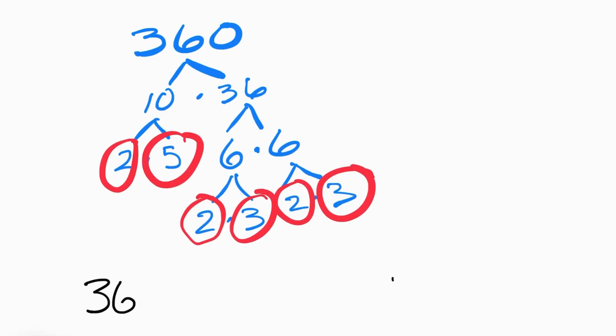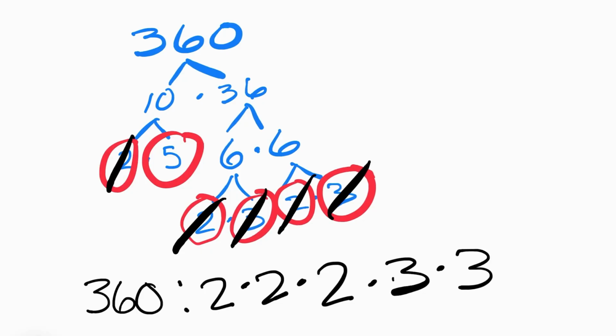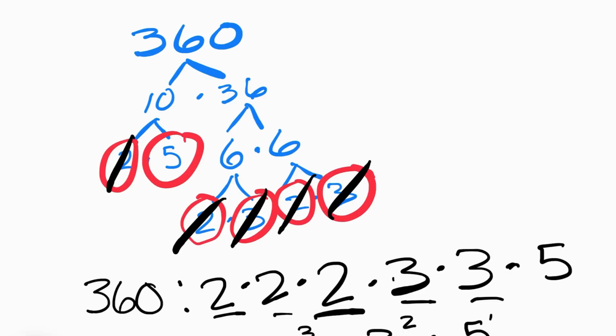So the prime factorization of 360 is going to be 2 times 2 times 2 times 3 times 3 times 5. And if we put it all together, we're going to get, see the 3 of them, that's 2 to the third times 3 to the second times 5, or you can write 5 to the first, either one is the same thing.